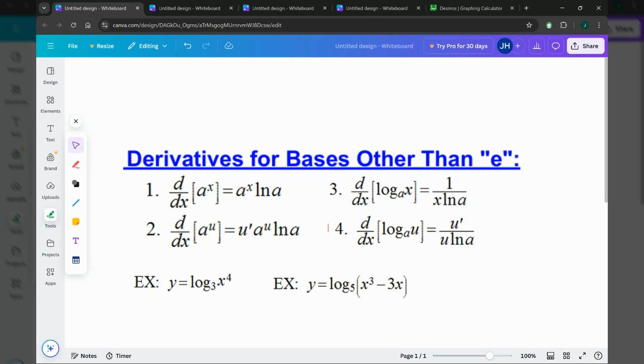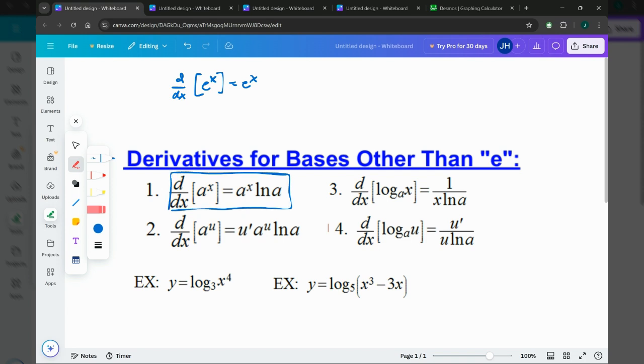We are going to talk about taking derivatives of either exponentials or logarithms here today that involve a base that's other than e. Now, we know that the derivative with respect to x of e to the x is e to the x. And in a previous video, I explained how the derivative of a to the x was a to the x times the natural log of a.